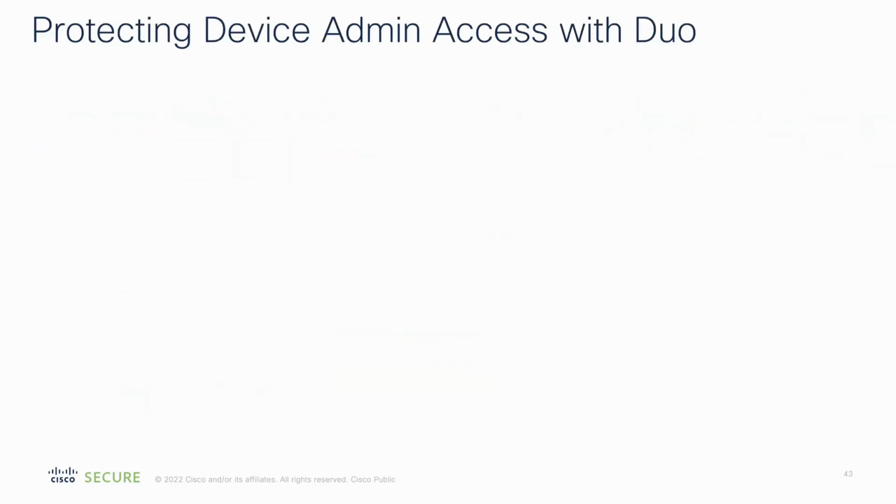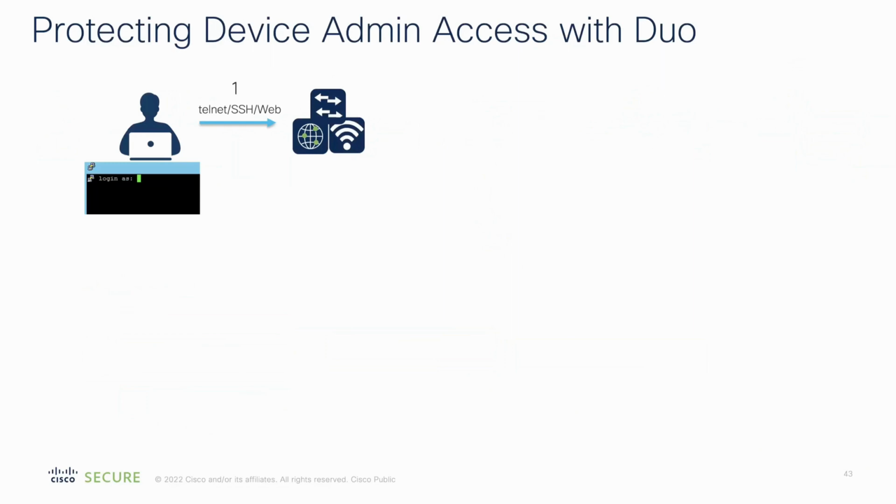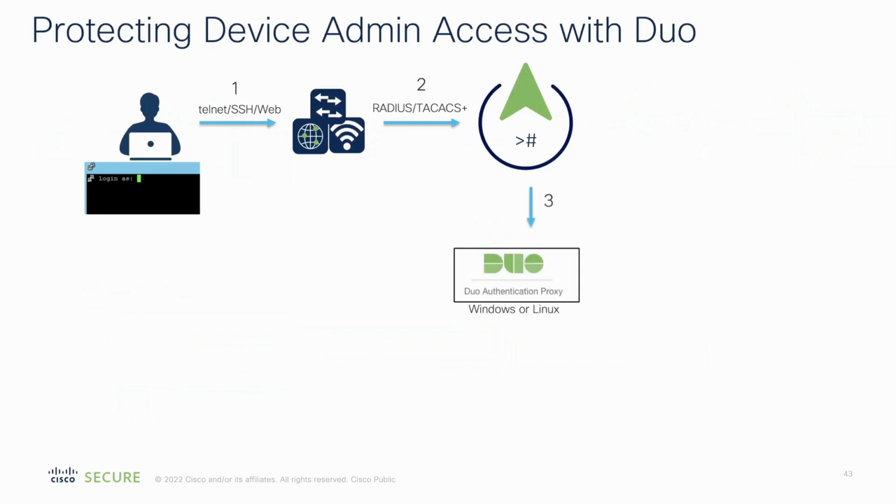Now, at a high level, this is what the flow is going to look like. Whenever the user is trying to access the network access devices, be it a switch, wireless LAN controller, or a VPN, over telnet, SSH, and web, the RADIUS or TACACS request is going to be sent to the ISE device administration.